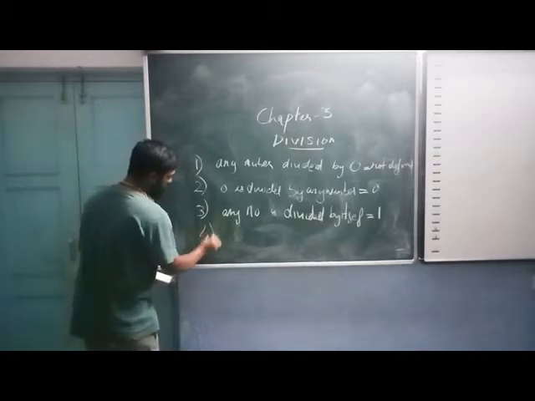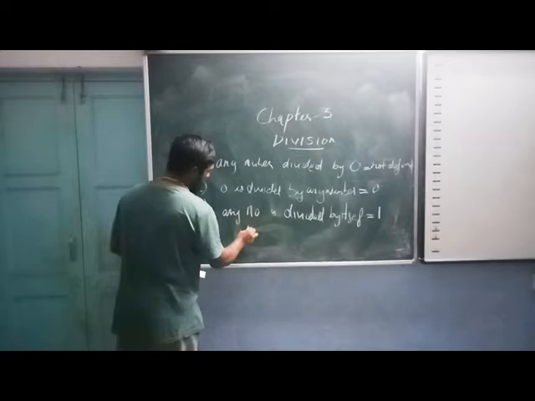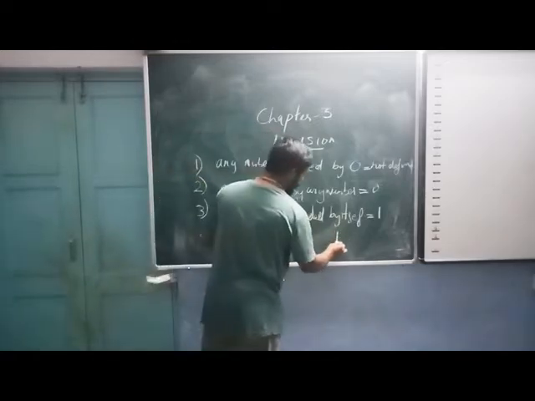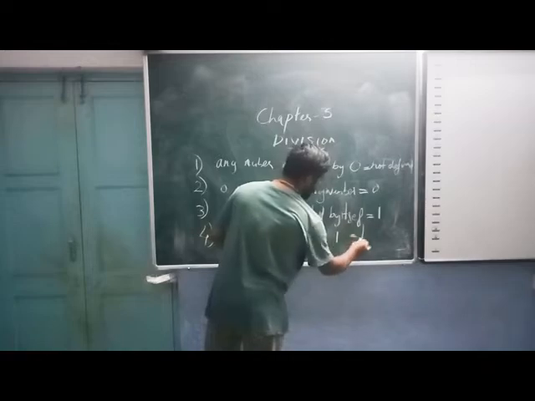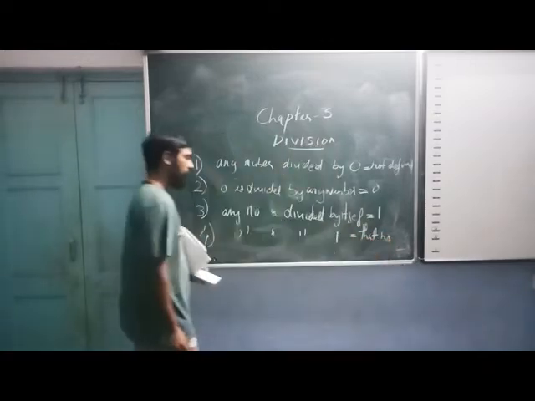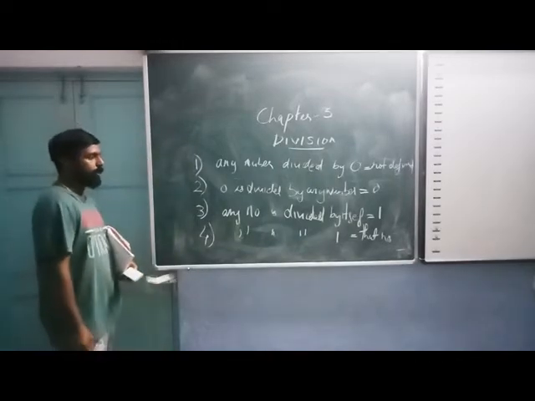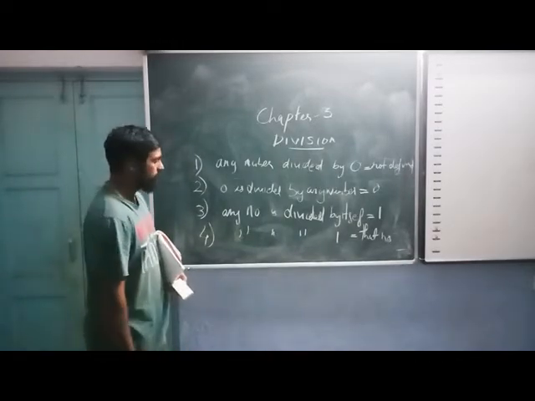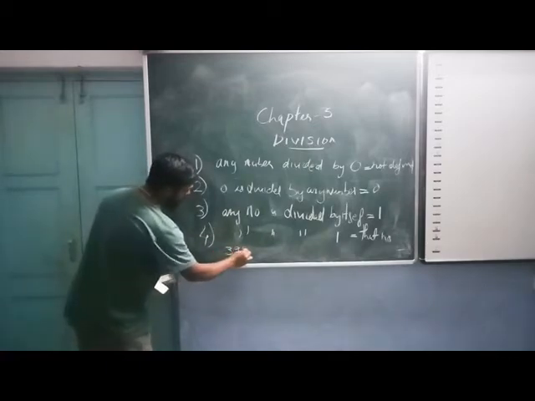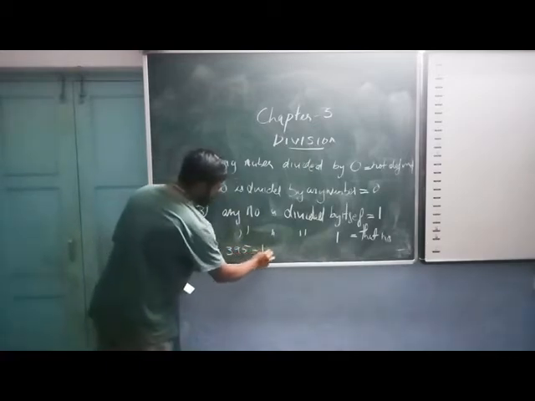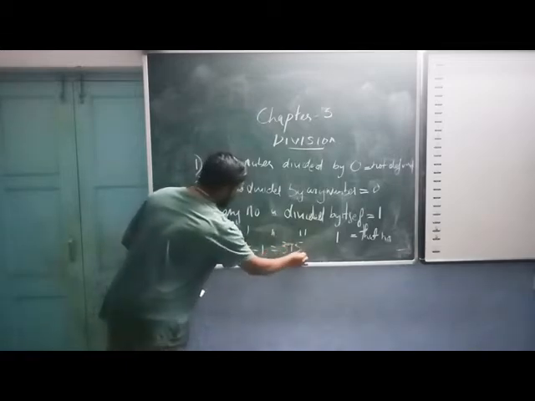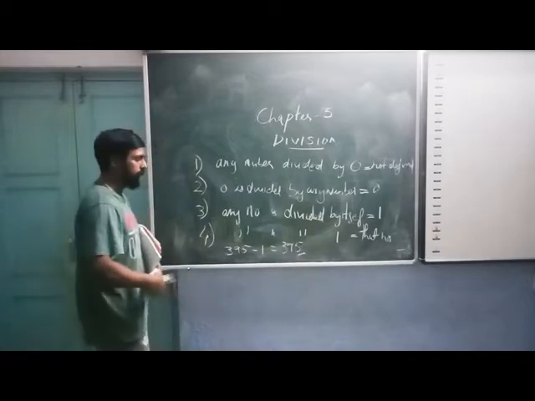The fourth rule says what? If any number is divided by 1, the answer will be that number. For example, if you divide 395 divided by 1, the answer will be 395 itself. Okay, did you understand?